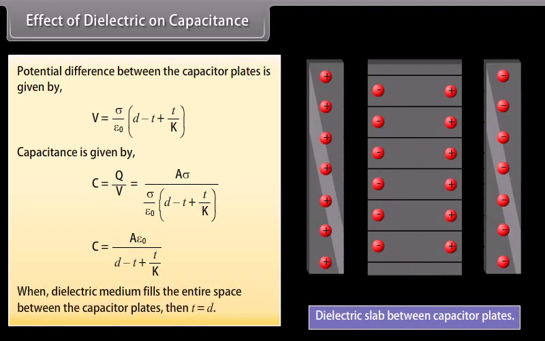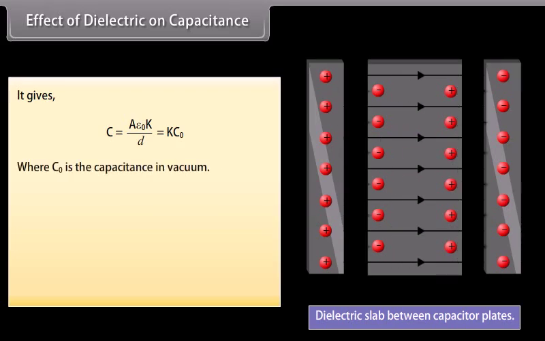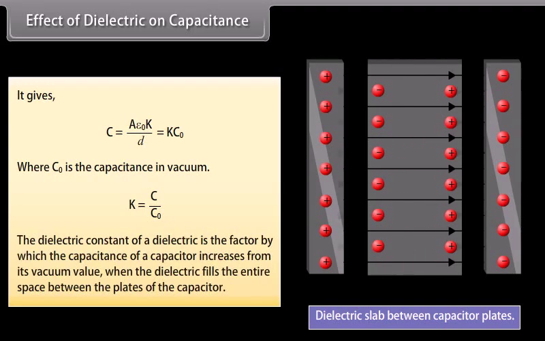When the dielectric medium fills the entire space between the capacitor plates, then T is equal to D. It gives C is equal to K C naught, where C naught is the capacitance in vacuum. K is equal to C upon C naught. The dielectric constant of a dielectric is the factor by which the capacitance of a capacitor increases from its vacuum value when the dielectric fills the entire space between the plates of the capacitor.